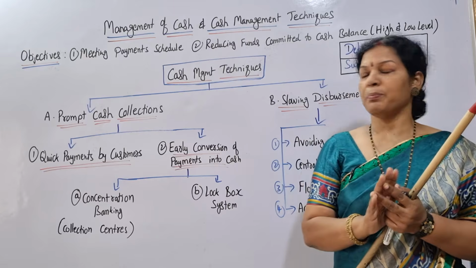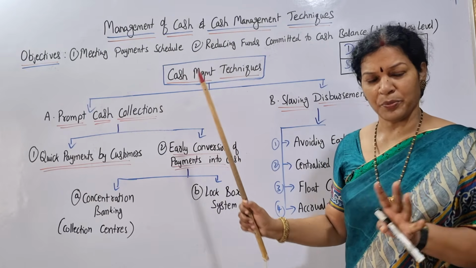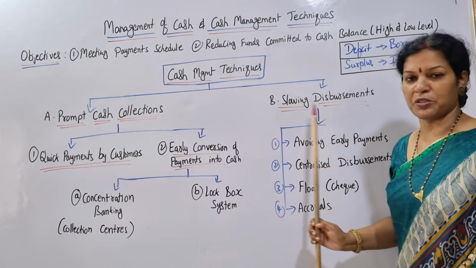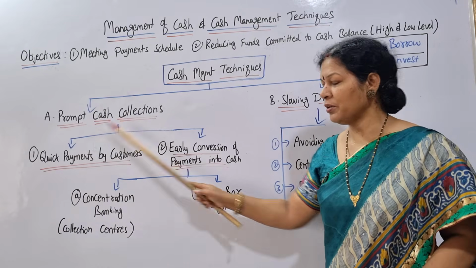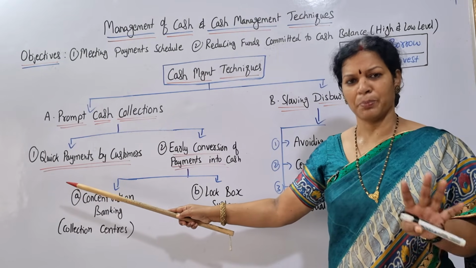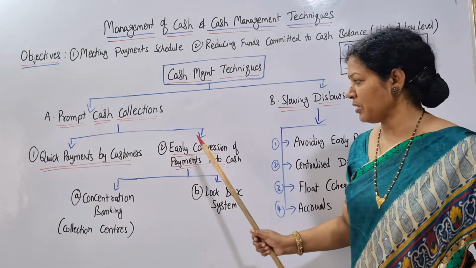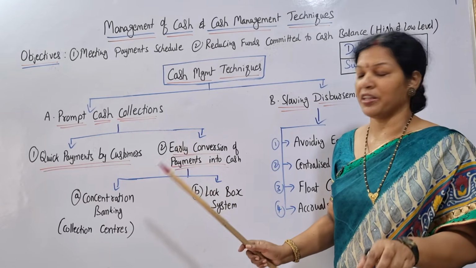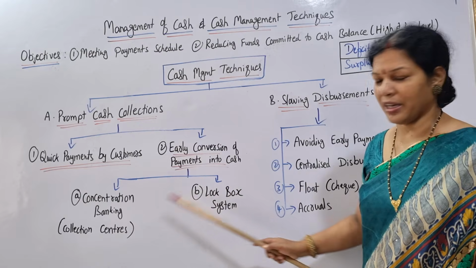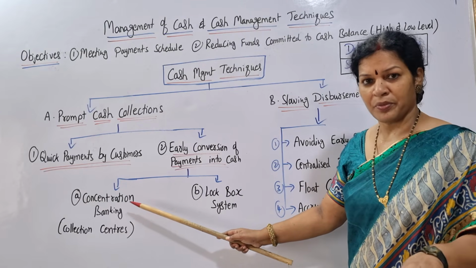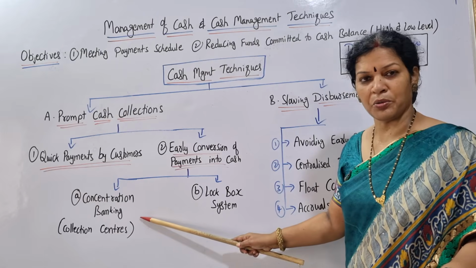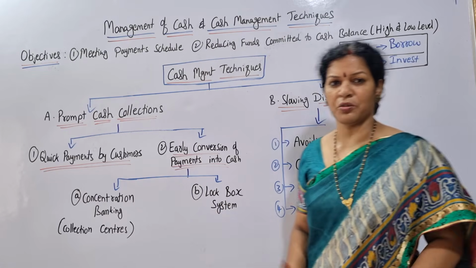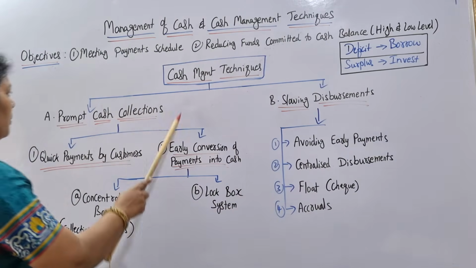Management of cash mainly has two objectives we have learned, and two cash management techniques. One is prompt cash collection and another one is slowing disbursement. Prompt cash collection means, first of all, you have to attract the customer so that customers make payment by themselves, that is quick payment by the customer. Second, you promote them to make the payments easily with some techniques, which we call early conversion of payment into cash. What are the techniques? Concentration banking, where you allow customers to make payments at nearby centers, and the lockbox system, which is related to the post office. This is about prompt cash collection.